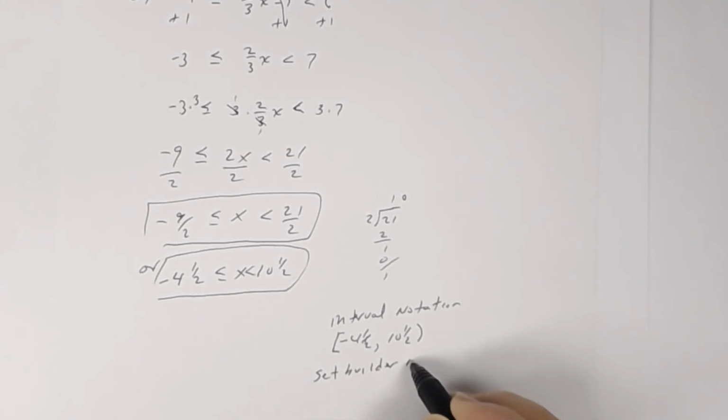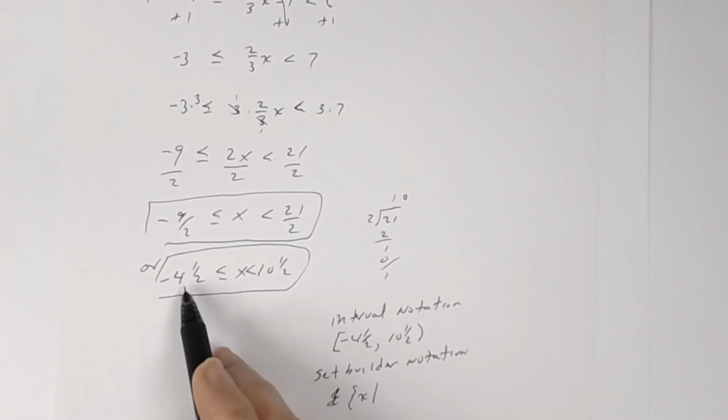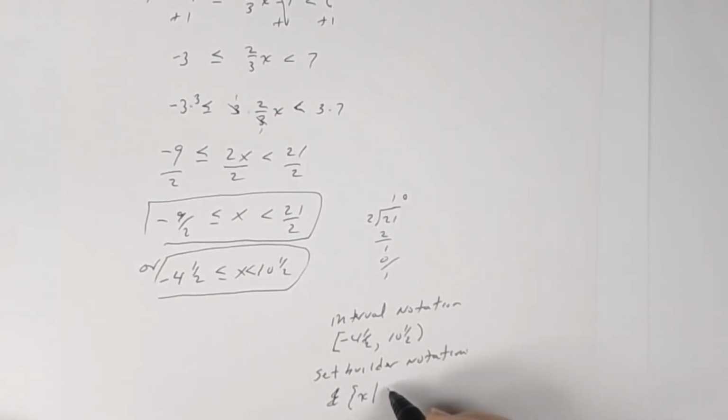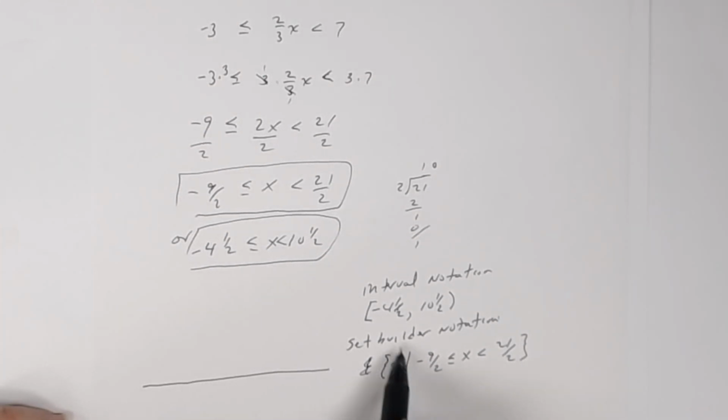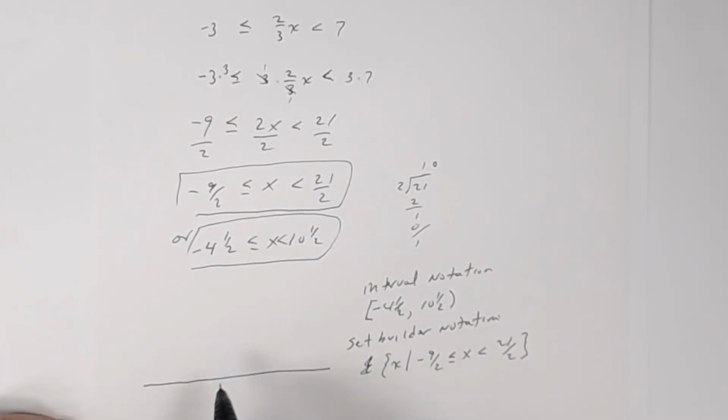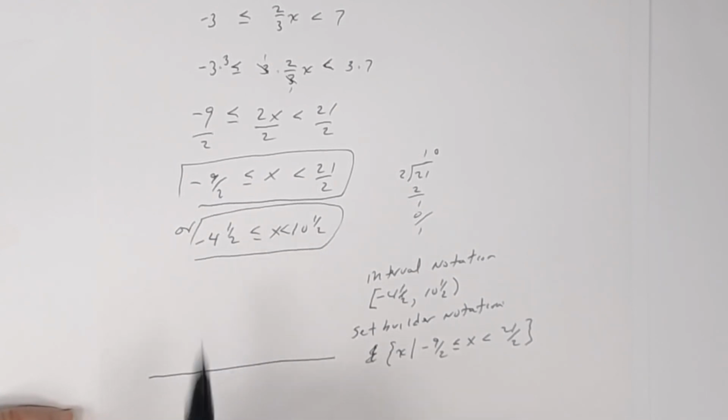And then set builder notation. So for set builder notation, you're going to say the set of x's such that, and then all you do is rewrite either one of those. It does not matter. So rewrite that over. So -9/2 is less than or equal to x is less than 21/2. And then the graph, for the graph, all you do is just list these numbers. It doesn't matter which one of these you use, the improper fractions or the mixed numbers. So you just rewrite those.